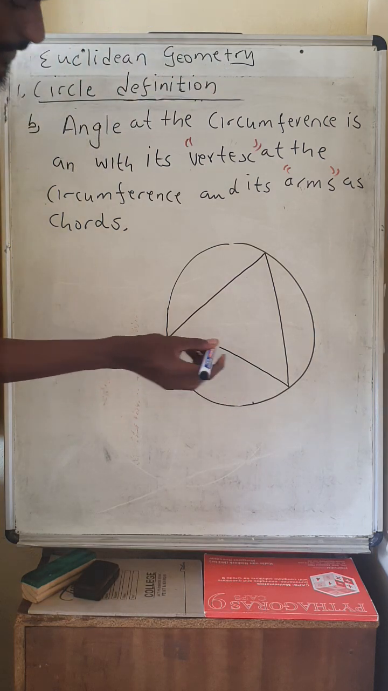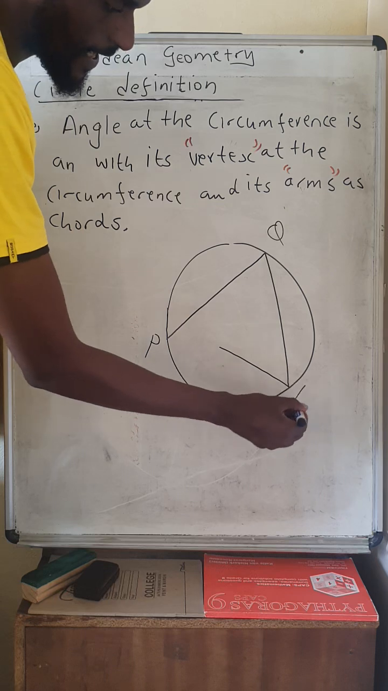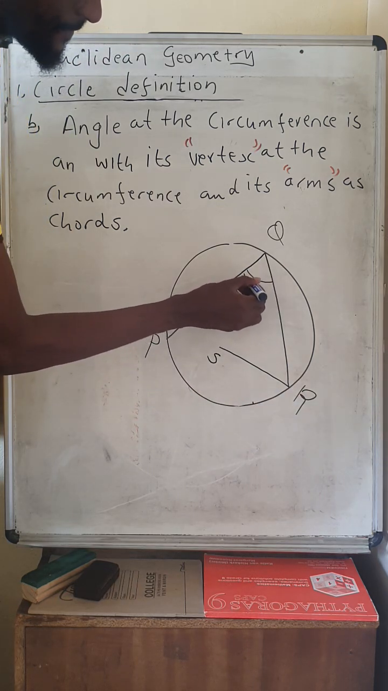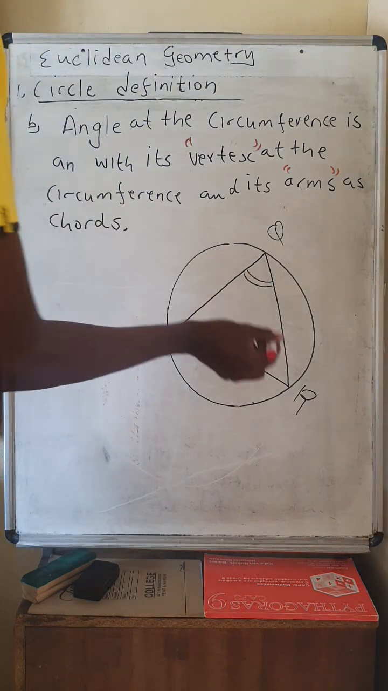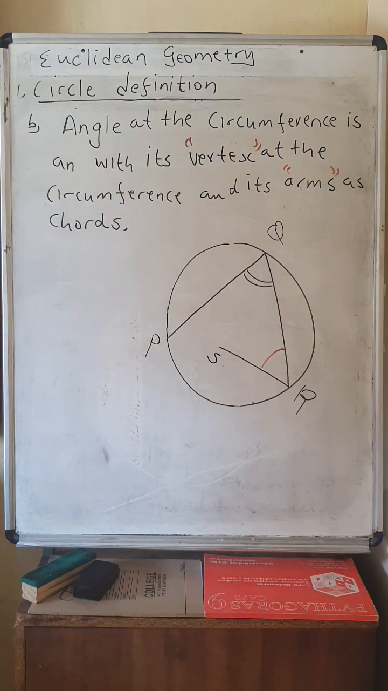Let me come like this. Yeah, put it like this. So P, Q, R, S. I want us to look at this angle here as well as this angle here. We can start with angle Q. Is angle Q an angle at the circumference?